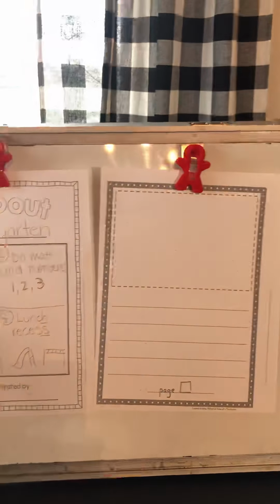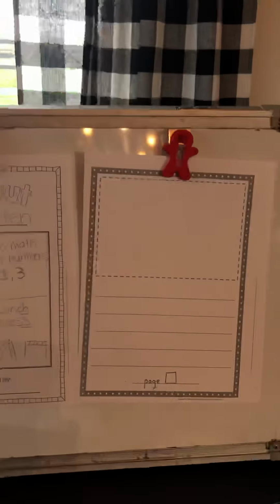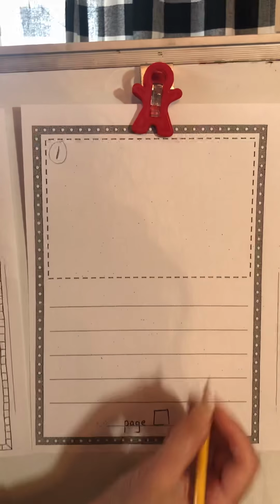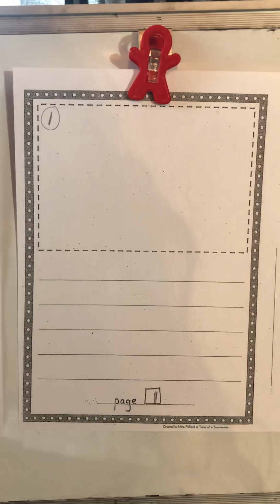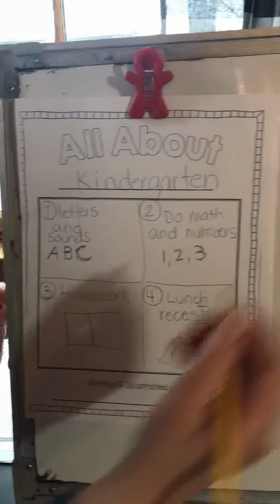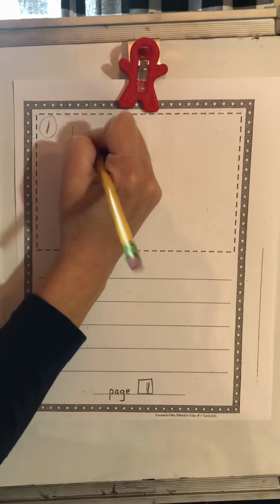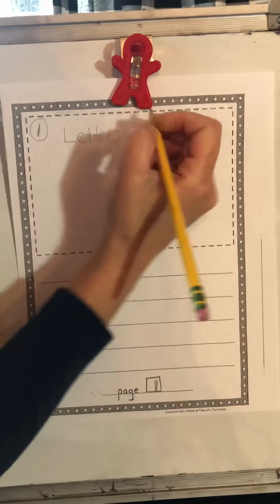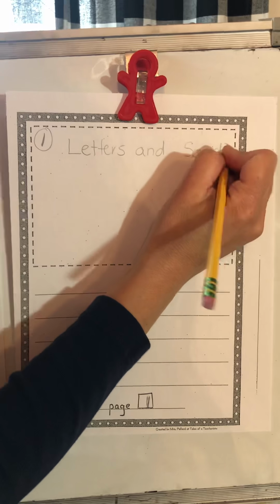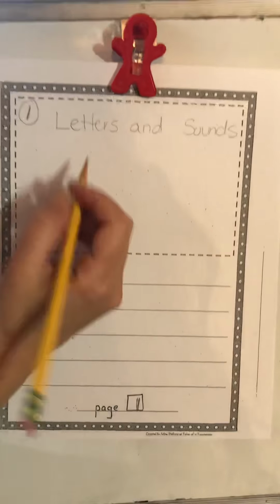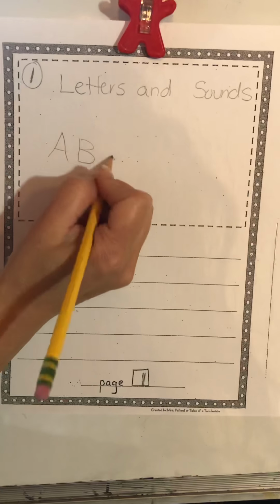Fact number one. Ready, set, throw it. Fact number one. I'm going to put a one here for my first page. Fact number one is letters and sounds. My heading is going to be letters and sounds. Okay, and we know we can draw a picture of ABCs.